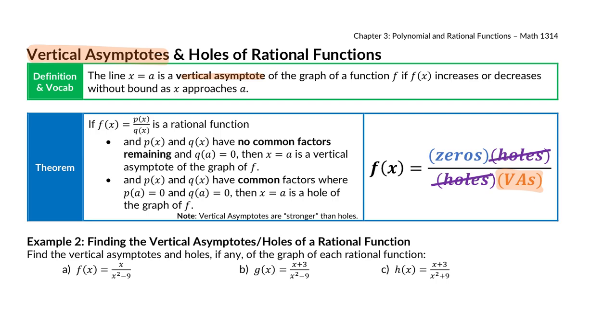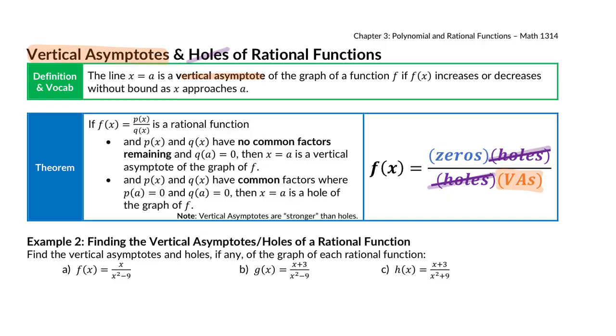Okay? Now, there are also something in graphs called the holes of the graph, and I'm going to be using purple to talk about holes today. Holes come from values that cancel out of both the numerator and the denominator. So they would have a common factor in the top and in the bottom. That's what all of the information in the theorem box is saying.